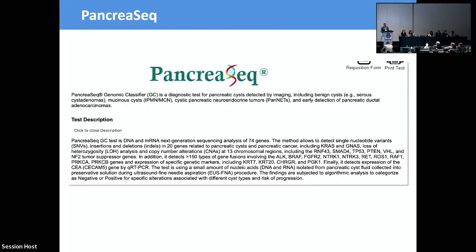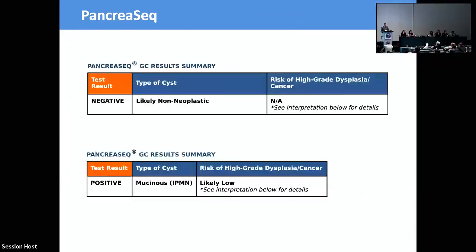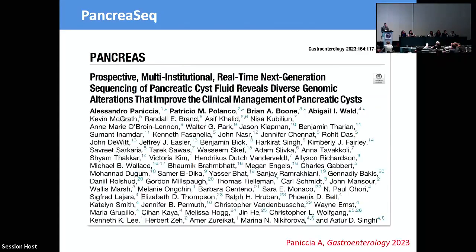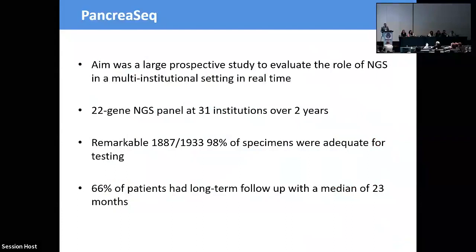So there are now some platforms and some commercial platforms as well. Pancreatic is one of those important ones that are actually proprietary to UPMC. And you can see here in terms of the data that it spits out, basically will tell you about the type of cyst, but also the risk of high-grade dysplasia or invasive carcinoma. Of course, this is an important study by a good friend, Alessandro Paniccia. It's actually a great study, a prospective multi-institutional study.